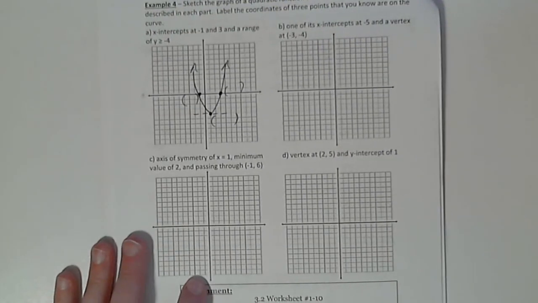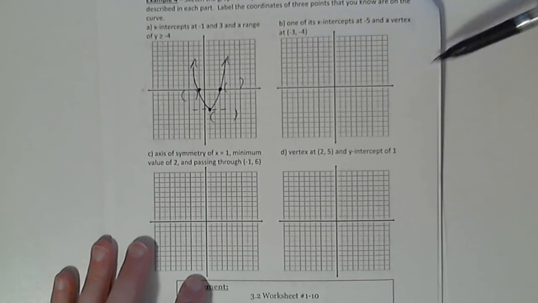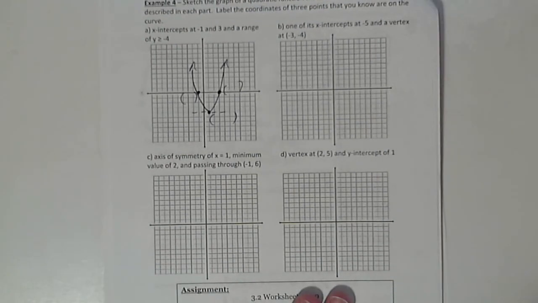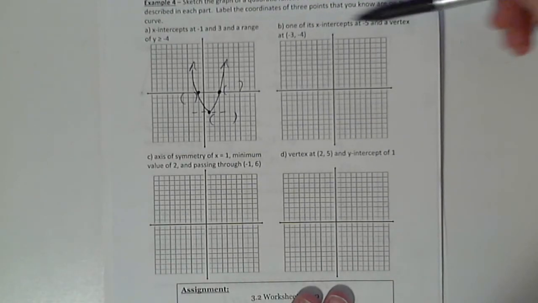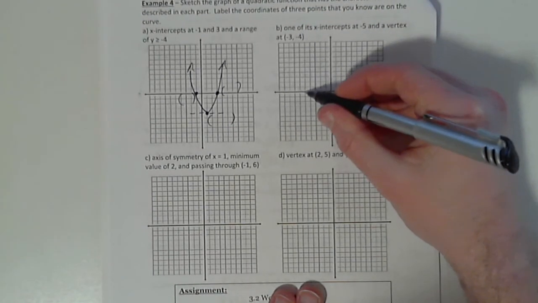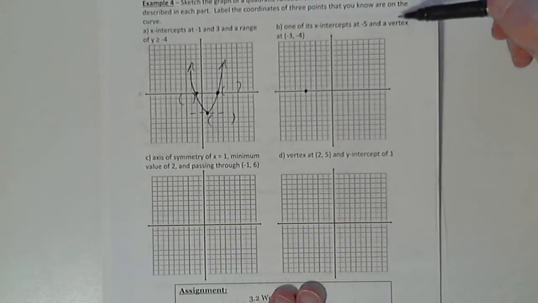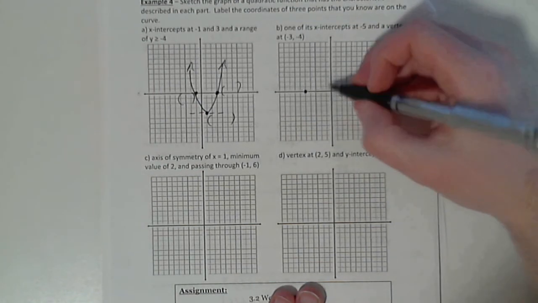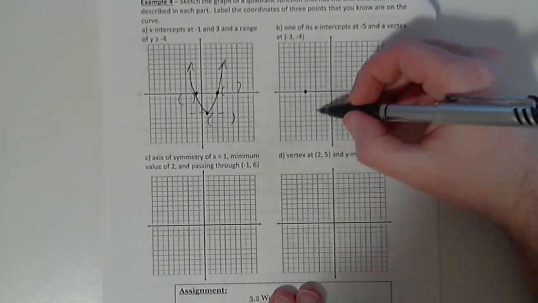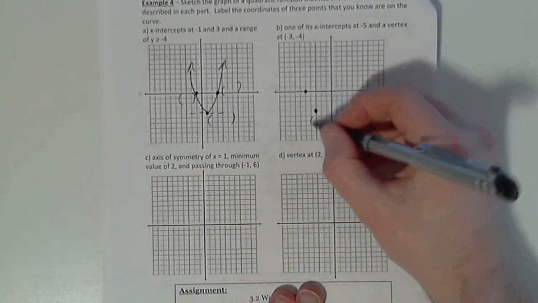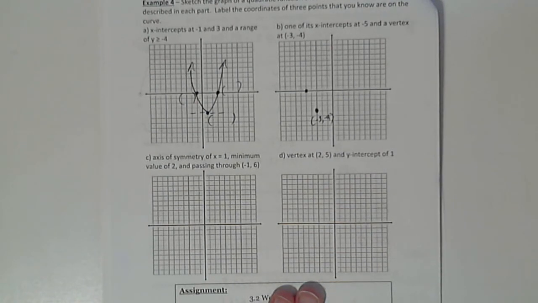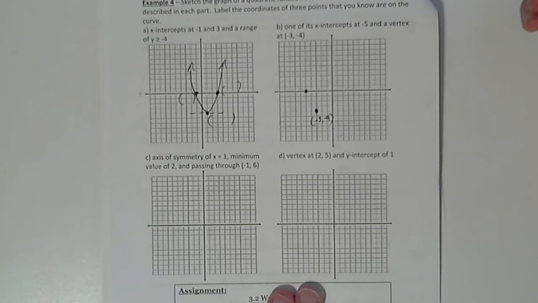B. Maybe try the rest of these if you're feeling confident. Try the rest of these on your own first. You can pause at any point, and if you can only do the last two, then pause after this one. One of its x-intercepts at -5, and a vertex at -3, -4. Okay, so those are 2 points. We need to have at least one more point in order to draw our sketch well.